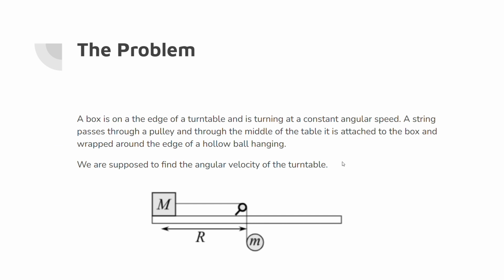So here's our problem. We're told that a box is on the edge of a turntable, and it's turning at a constant angular speed. Now a string is attached to that box and passes through a pulley and goes through the middle of the turntable. It's wrapped around a ball, it's not attached, to a hollow ball hanging off that turntable. And we are supposed to find the angular velocity of the turntable system.